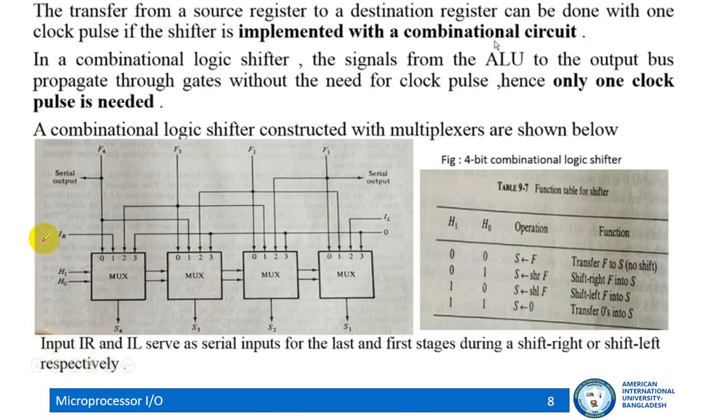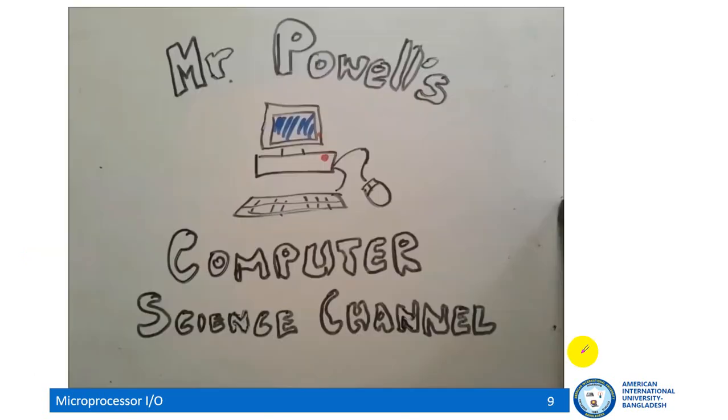Look at this input IR and IL. They serve as serial inputs for the last and first stages during the shift right or shift left respectively. So I will play a short video to demonstrate how you can use this capability, what function you can implement, by using shift left and shift right.